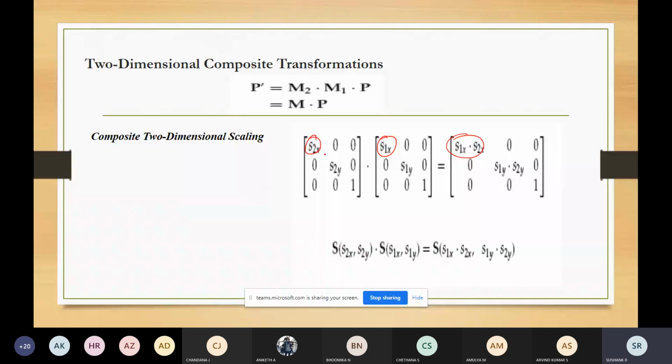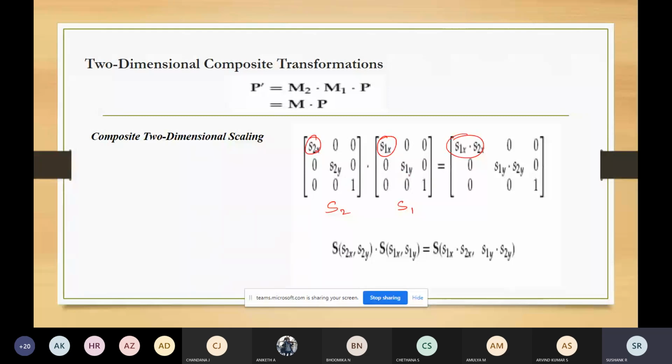So these two equations, this is individual scaling s2, and this is individual scaling s1. So these two can be combined. The x terms of s2 and s1 can be combined, and the y terms of s2 and s1 can be combined. So this is also matrix multiplication.